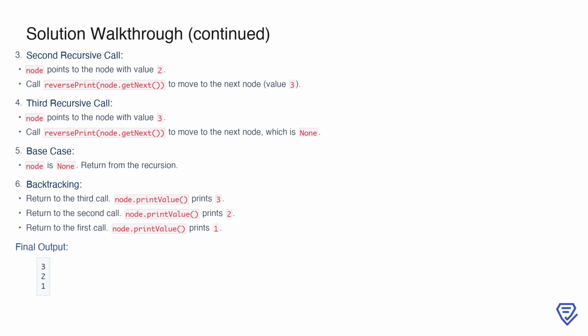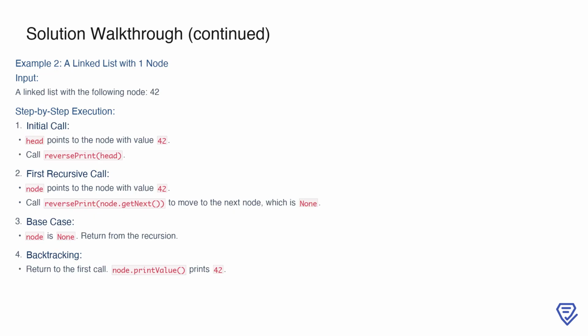Now, as the recursion backtracks, we print the values stored in each node in reverse order. First, the value 3 is printed because we are backtracking from the deepest recursive call. Then, we move to the previous node and print the value 2. Finally, we return to the very first function call and print the value 1. The final output for this example is the sequence 3, 2, 1.